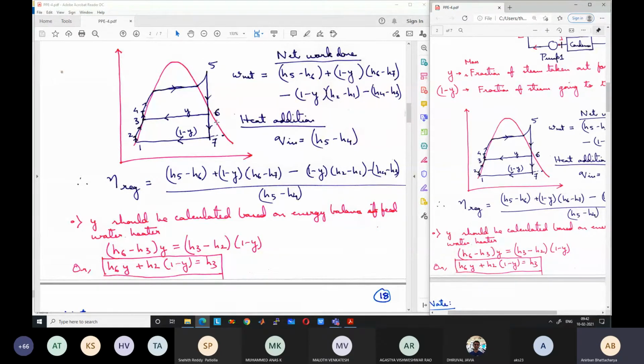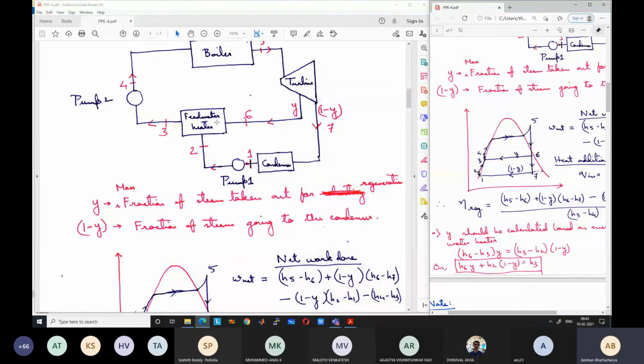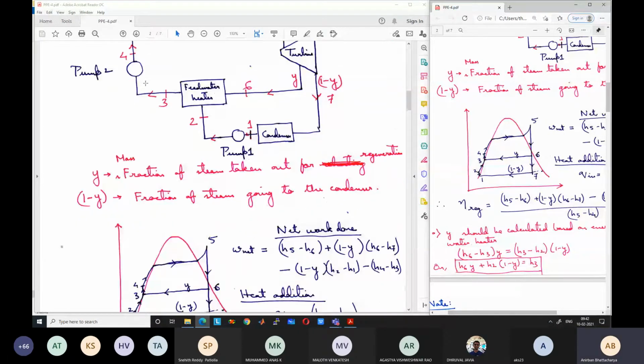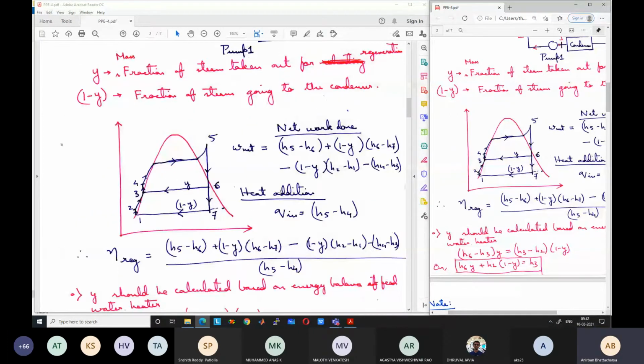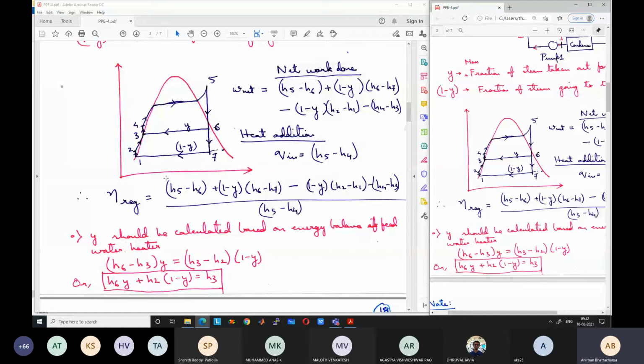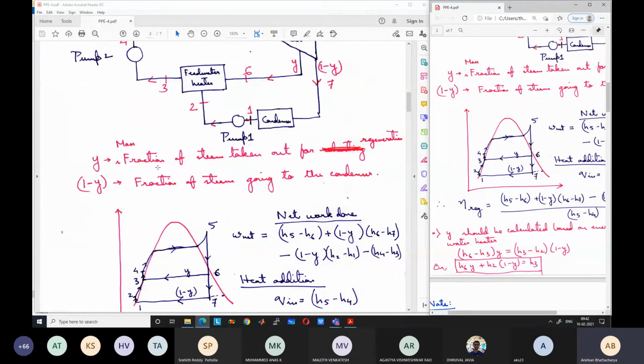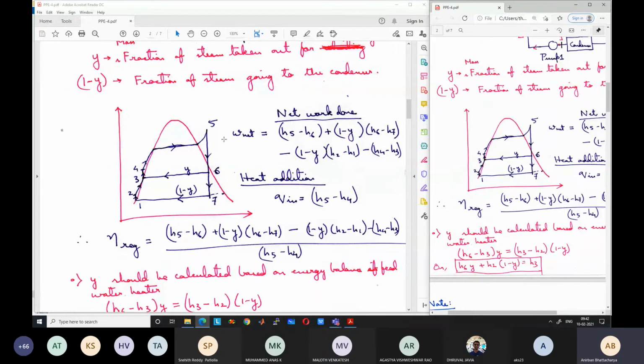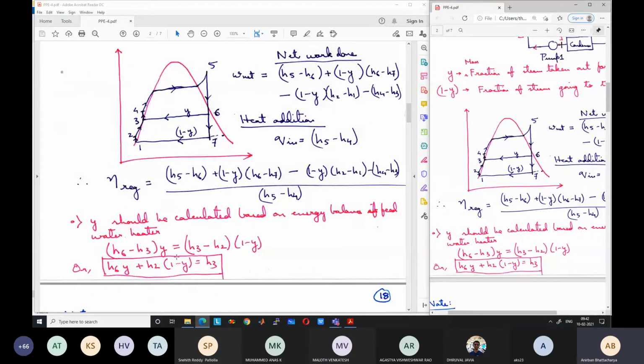Okay. So the total energy that comes to the feed water heater is H6 into Y. The amount of steam coming to the feed water heater is Y, so Y into the steam comes at energy H6. And the second source of energy is the liquid which comes at state 2, so plus H2 into (1 minus Y). So this is the total amount of energy which comes into the feed water heater.